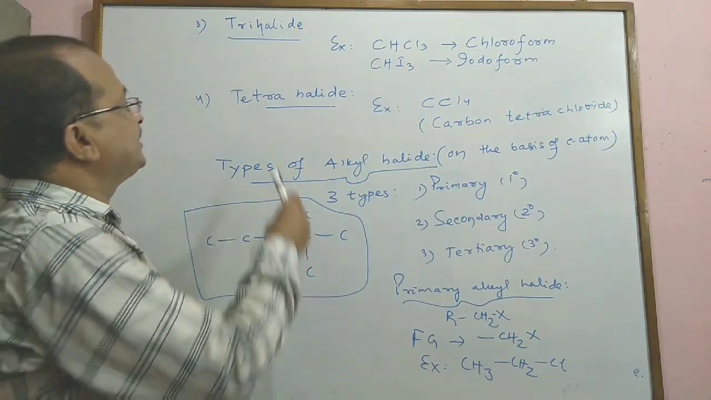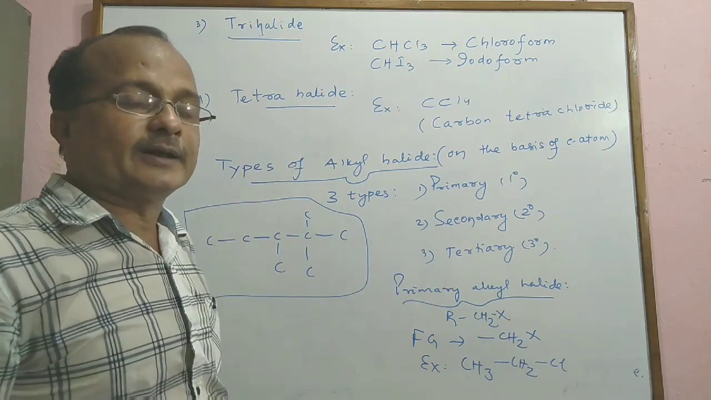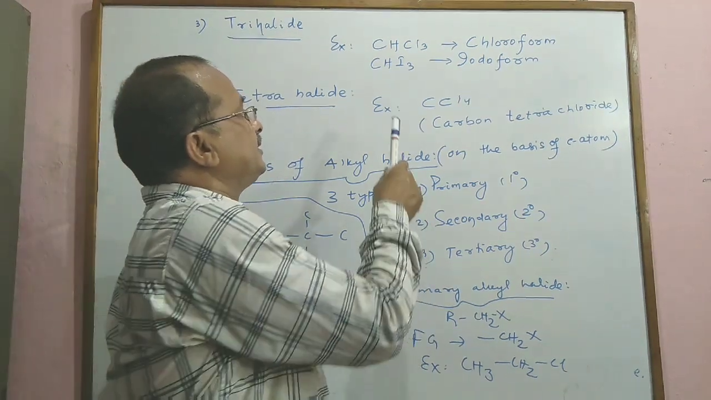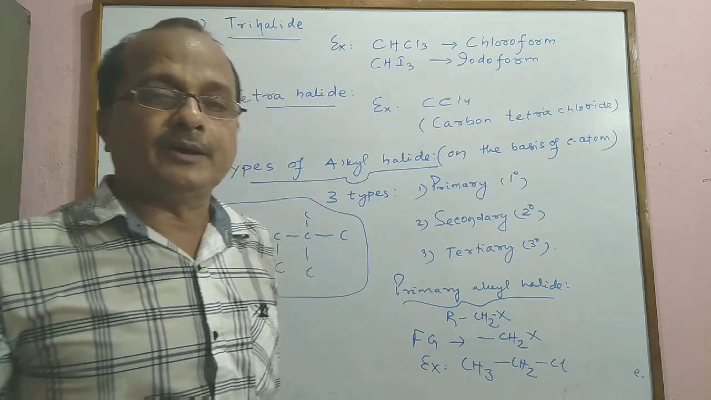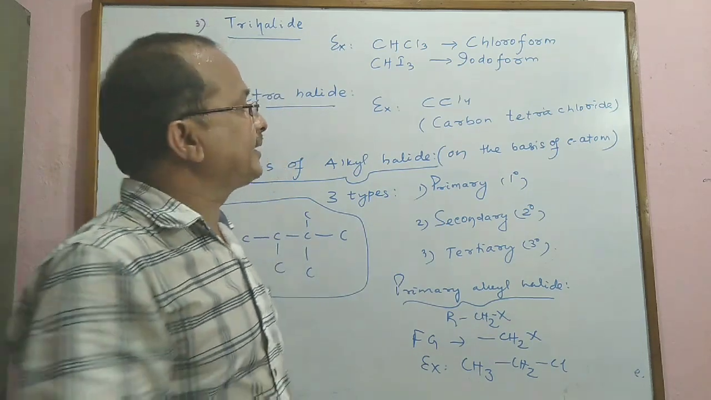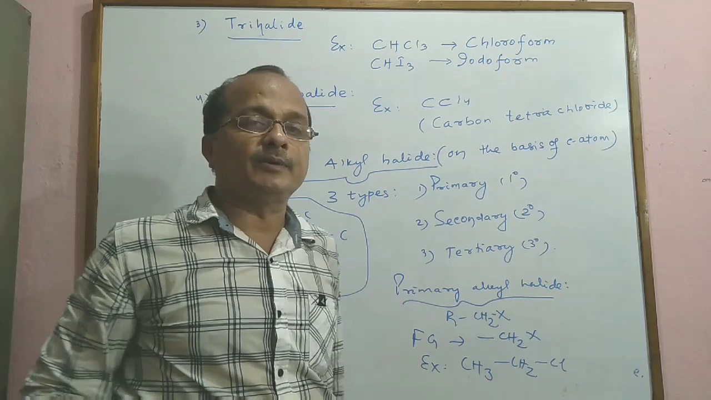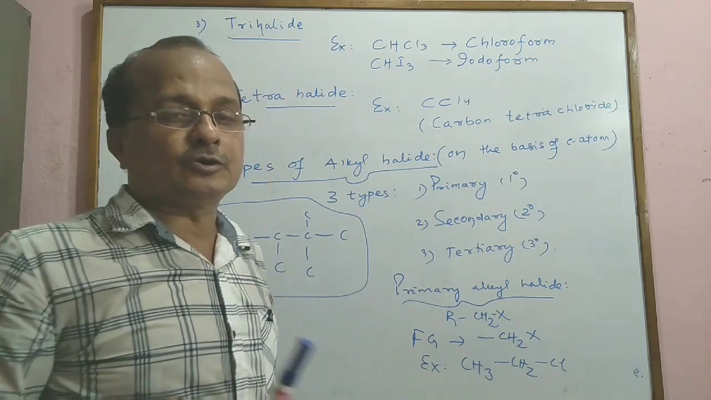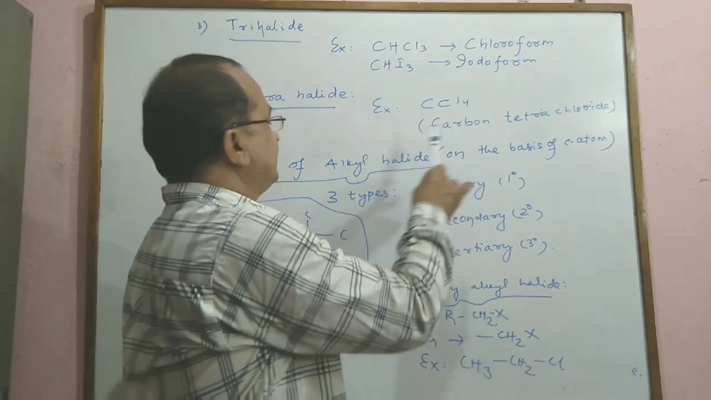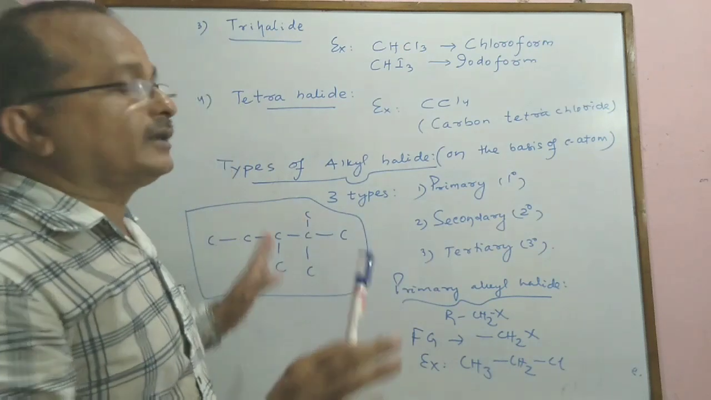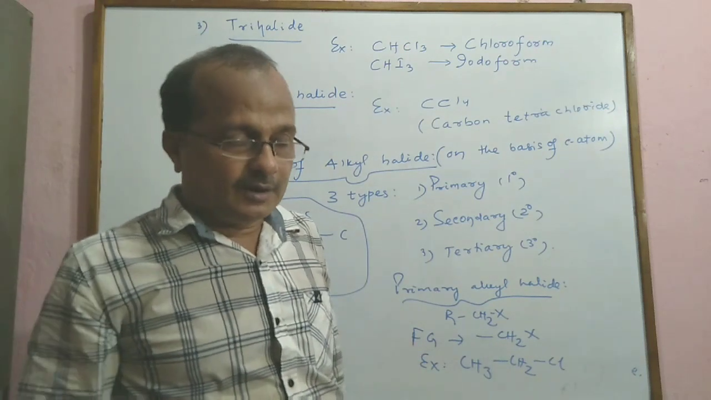Next one is tetrahalide or tetrahalogen derivative. In methane, four hydrogen atoms are replaced by four chlorine atoms. So we will get CCl4, carbon tetrachloride. Otherwise, it is also known as pyrene. Okay, these are the classifications of halogen derivatives.